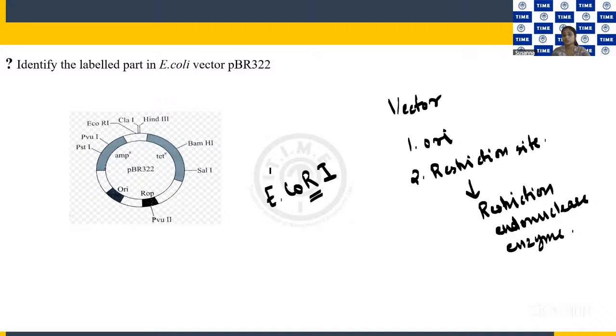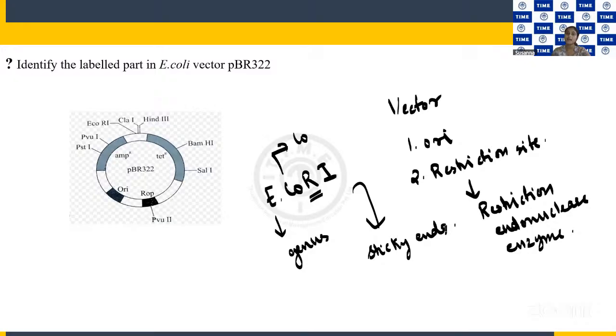And you have got this restriction endonuclease from the E. coli bacteria. And how the naming is done: the first letter is the genus name, Escherichia, and co is the coli name. Then R is the R strain. So this EcoR1 acts on the DNA. They have specific restriction sites, and they produce what? They produce sticky ends.